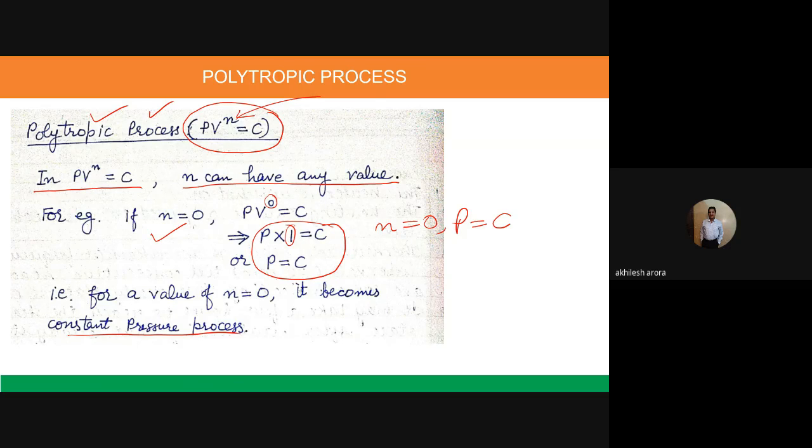So when I say constant pressure process, I have already told you it's an isobaric process also. Its another name is isopiestic process. So it's a silly question actually.